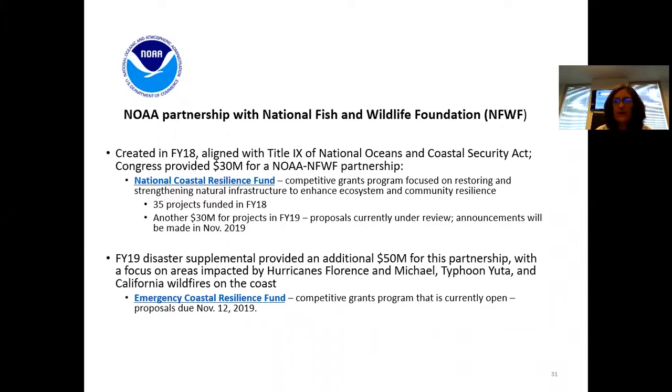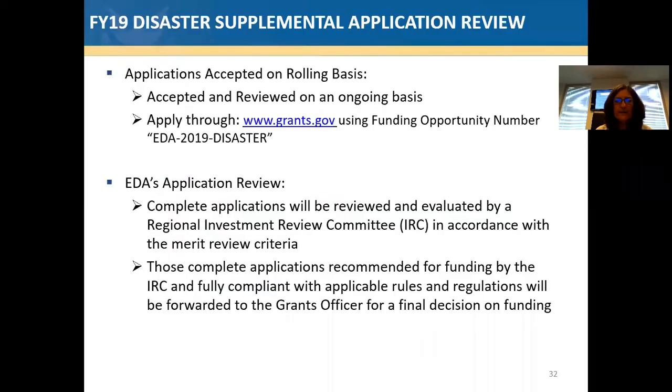I know also that the department has declared some fishery disasters, I think it was just yesterday, which also helps make money available, disaster funds.